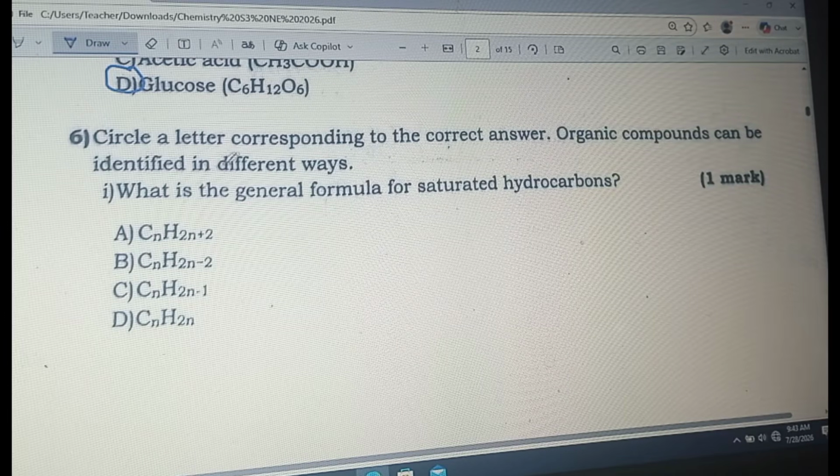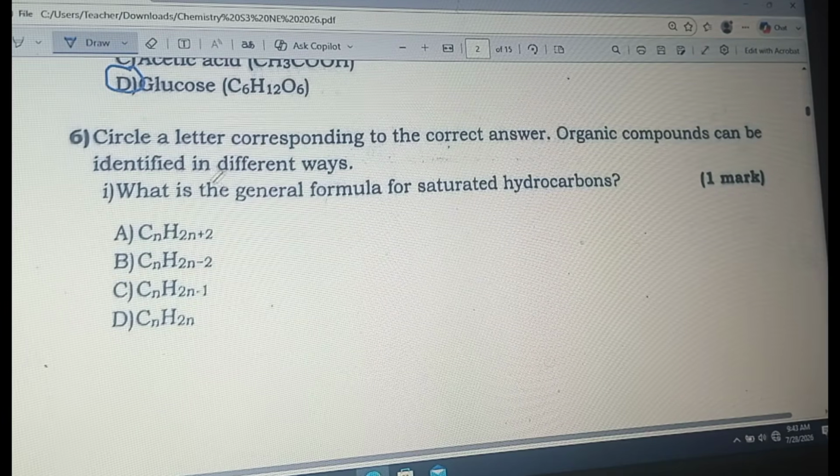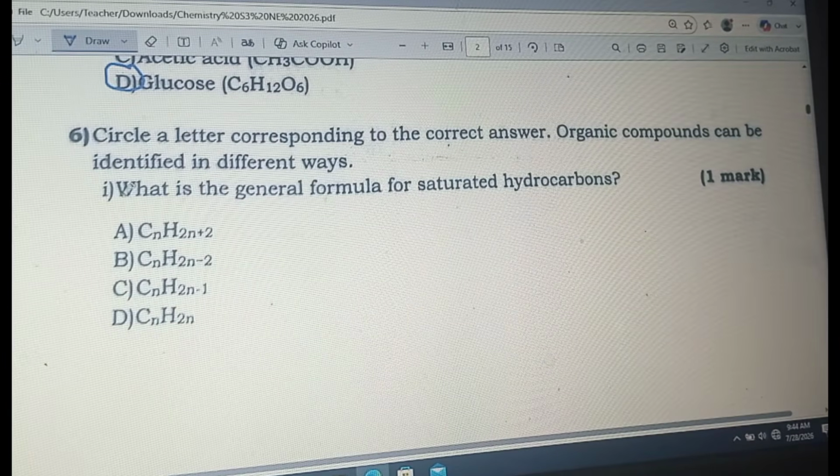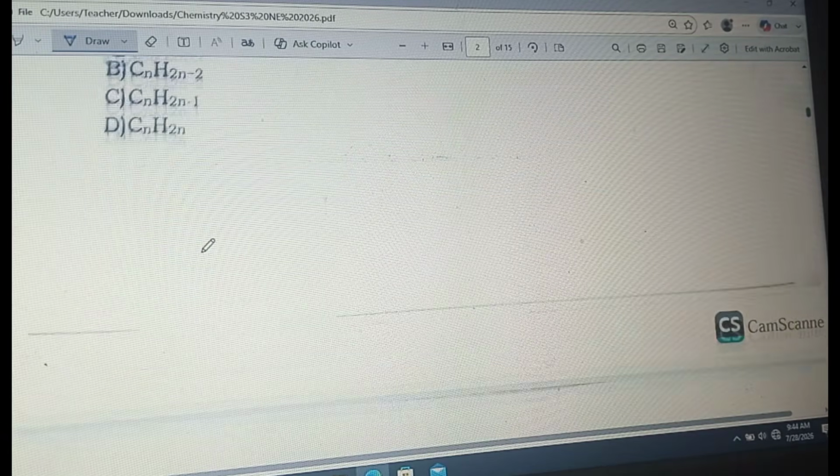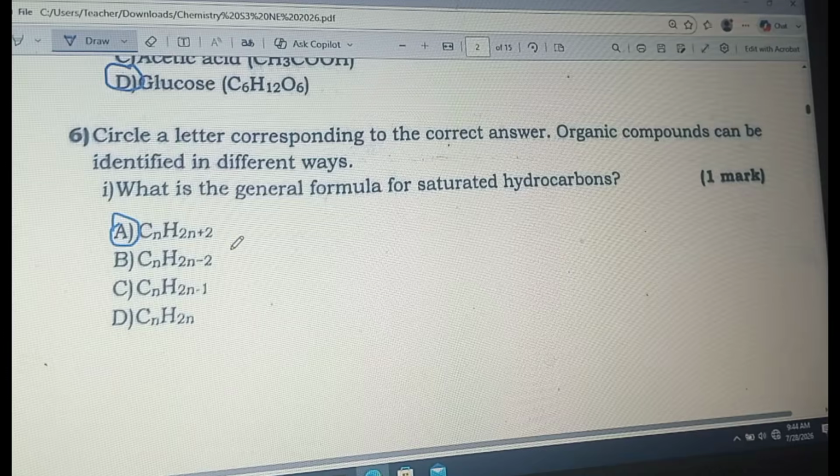Okay. Question 6. Circle letter corresponding to correct answer. Organic compound can be identified in different ways. I1. What is the general formula of saturated hydrocarbon? The correct formula of saturated hydrocarbon is this one, A. Saturated hydrocarbon is the compound containing hydrogen and the carbon with single bond, like alkane. Alkane, it has single bond. CnH2n+2.